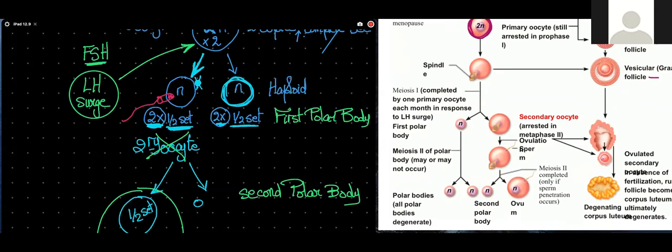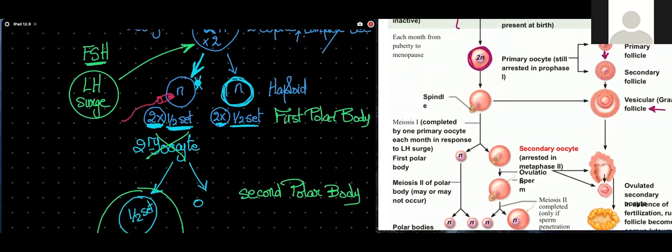Only one Graafian follicle will normally be formed, unless a person is taking medication to enhance the proliferation of the follicles. So normally it should only be one each month. Inside those growing follicles, what kind of eggs do we have? We're still going to have primary oocytes.